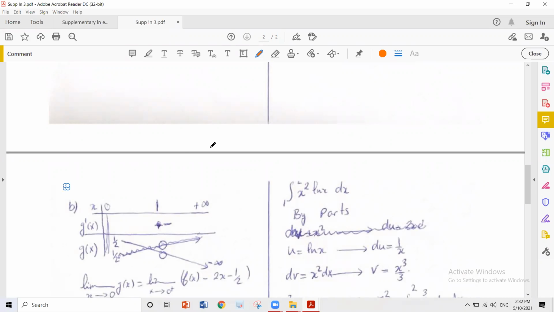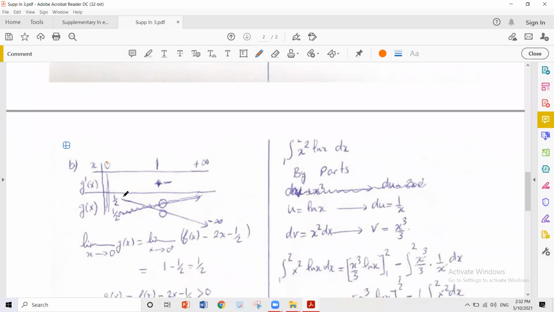G prime x, the domain is 0 plus infinity. It is decreasing. At 0 it is half. G of 0 is half. It is decreasing. It is negative. Yes.